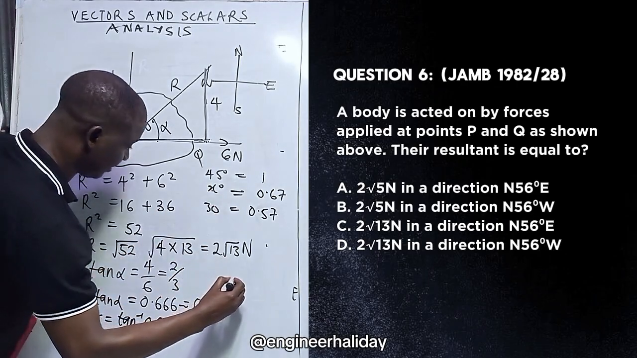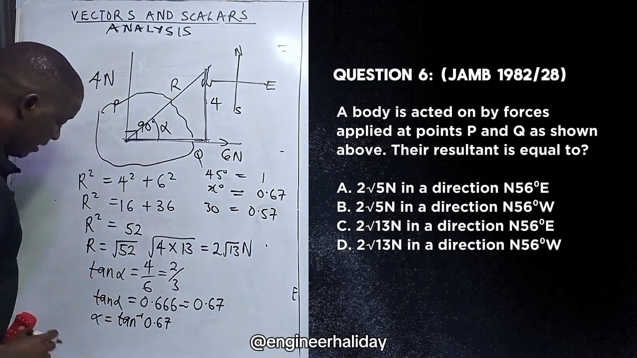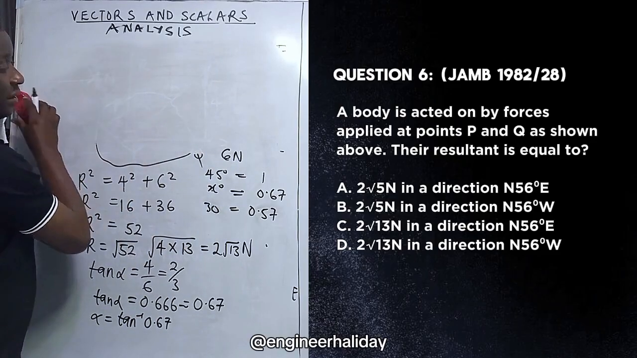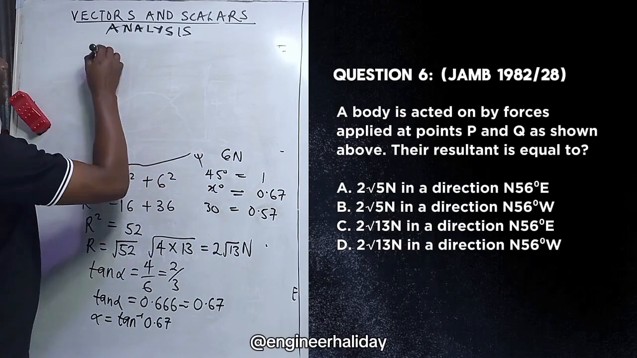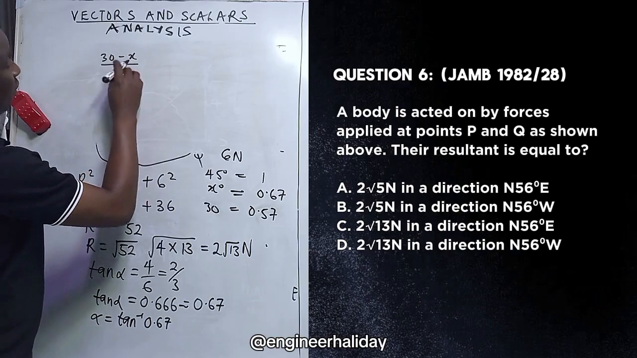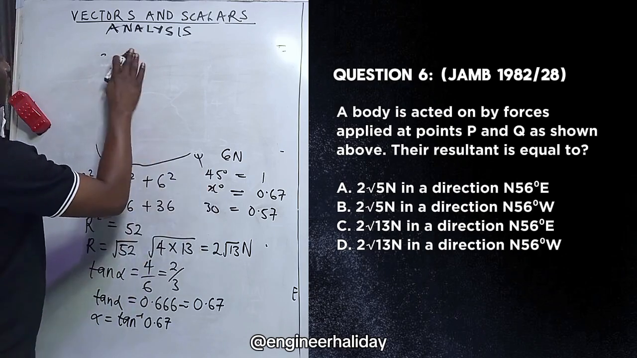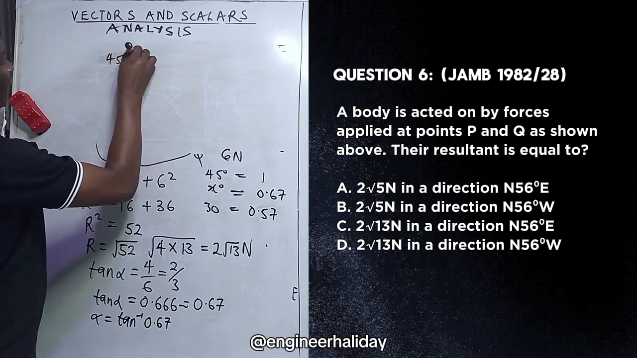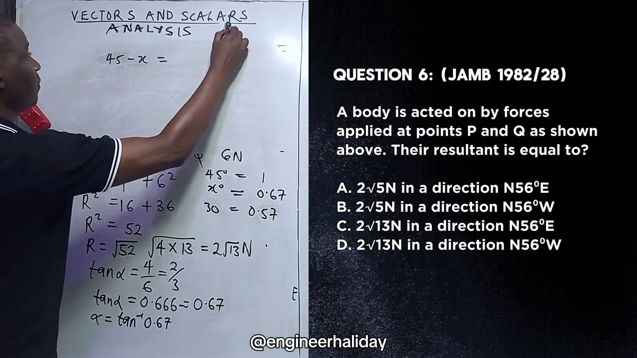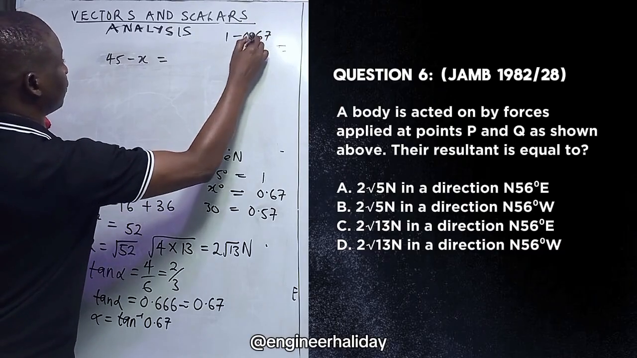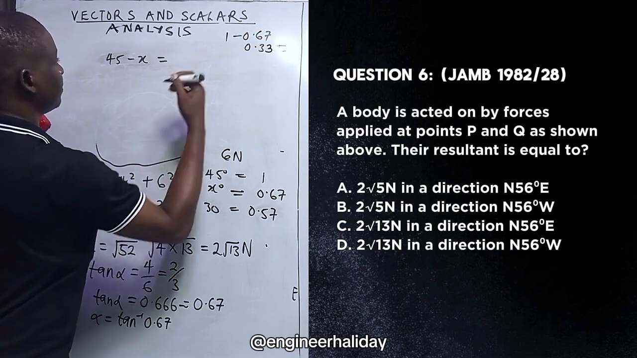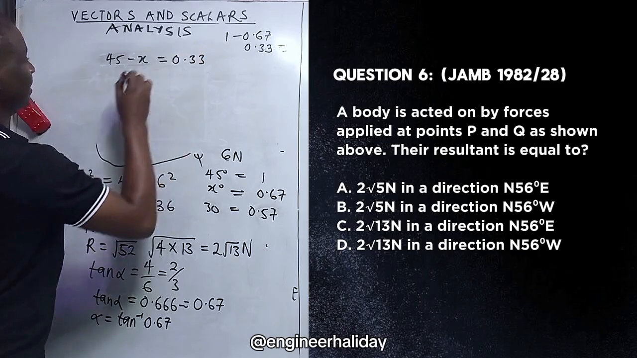This one will give us what? Let me clear this part since you have made use of it. Solve it, then you just play with it. That's it. 30 minus x is equal to what? Or let's say 45 minus x is equal to what? 1 minus what? 1 minus 0.67 is what? 0.3, what? 3. So 0.33.